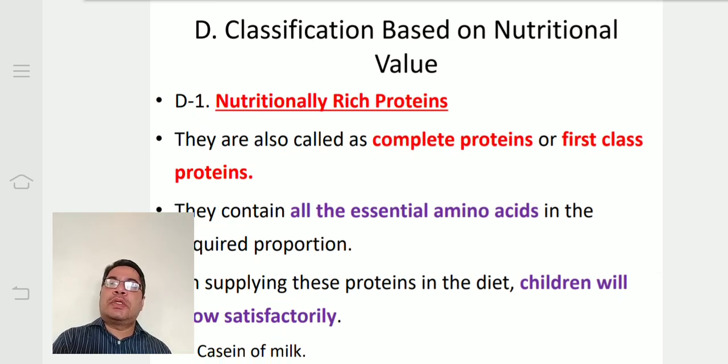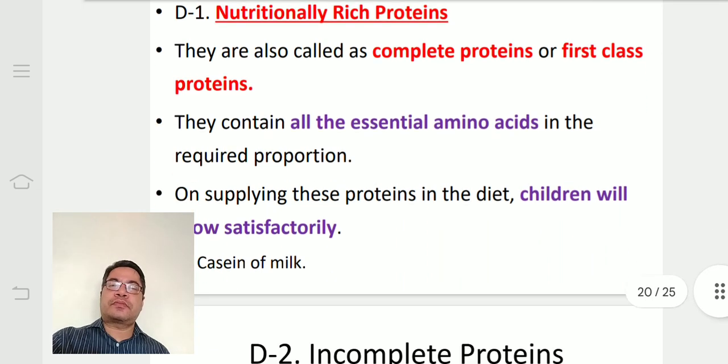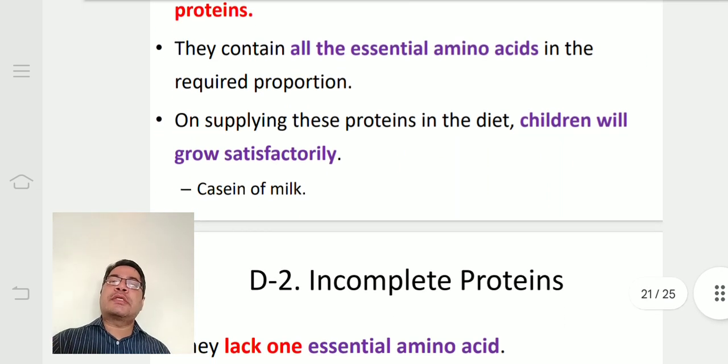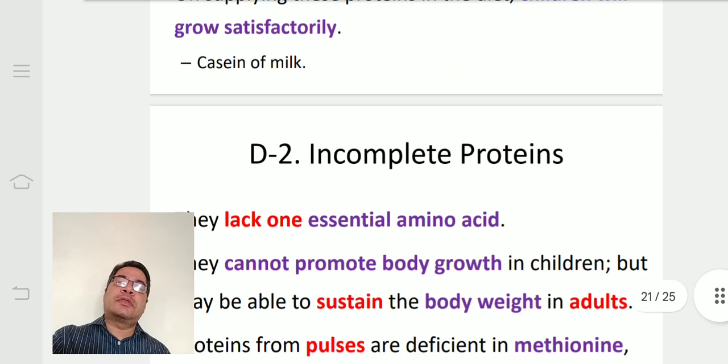Classification based on nutritional value. In that first is nutritionally rich proteins. They are also called complete proteins or first class proteins. They contain all the essential amino acids in the required proportions. On supplying these proteins in the diet, children will grow satisfactorily. Examples, casein of milk.